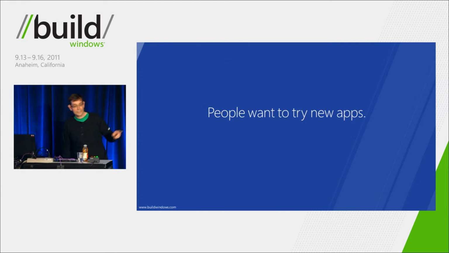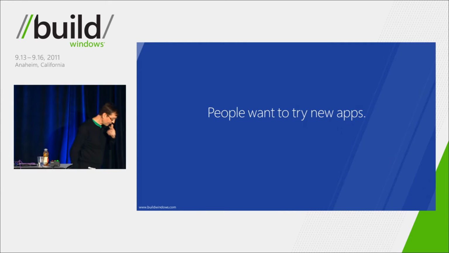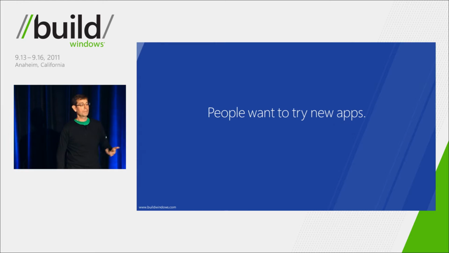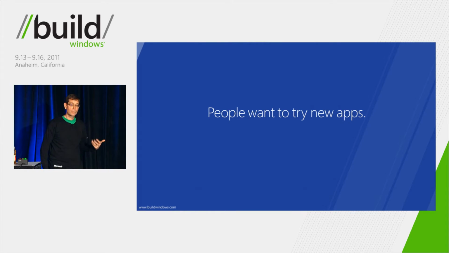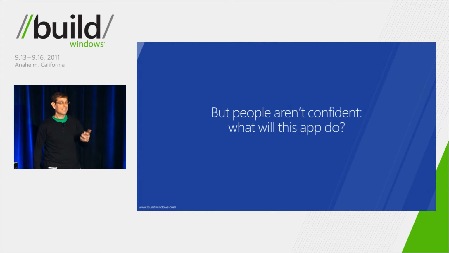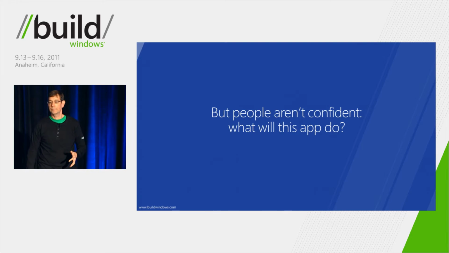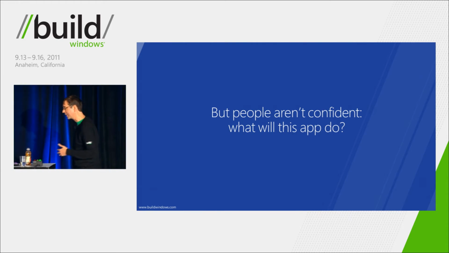There's another reason for capabilities, though. It's kind of nice that we can use the capabilities to plumb the firewall rules automatically. That's actually not why they were put in. We actually have capabilities because people want to try new apps, but they're not quite confident about what the app will do. They're not quite confident that their app will actually do what it says it does and it will not be some sort of malware.